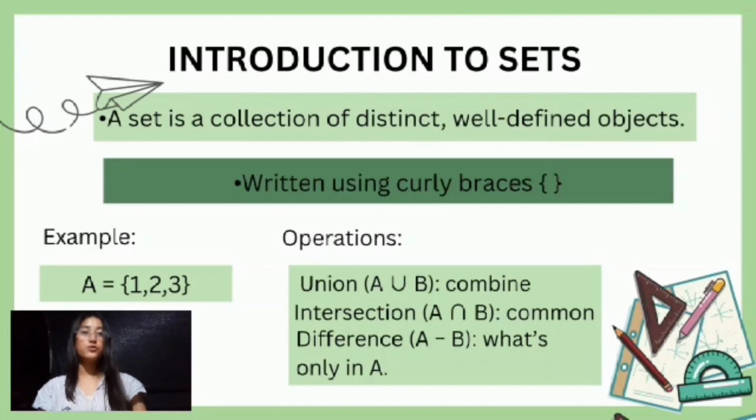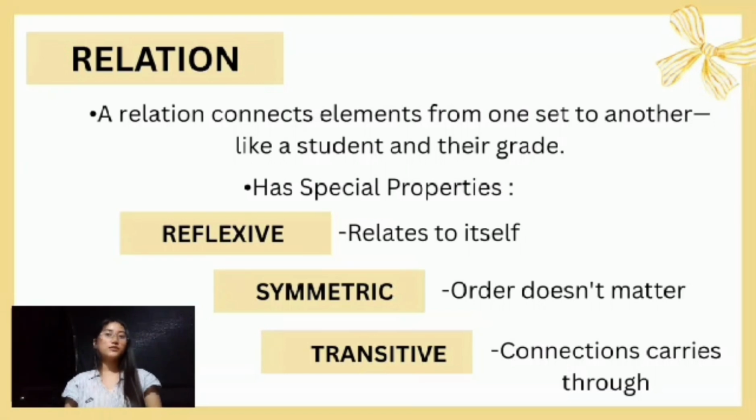Now let's move into relations. A relation connects elements from one set to another, like a student and their grade. It can also have special properties, like reflexive, symmetric, and transitive. When we say reflexive, it relates to itself. When we say symmetric, the order doesn't matter. And lastly, transitive: the connection can carry through.